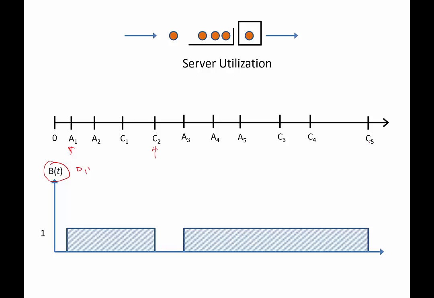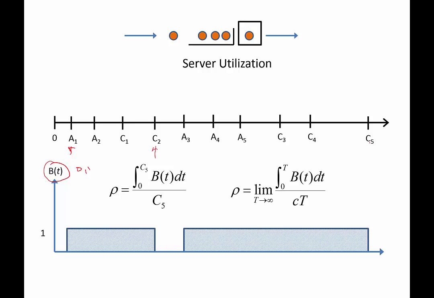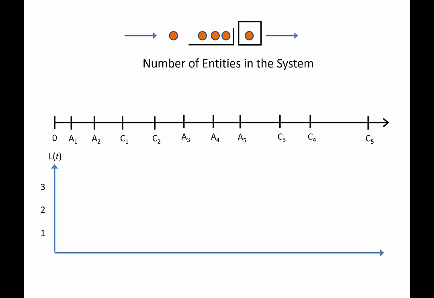If we're interested in measuring the server utilization over this time, what we want is the integral of our function B(t) on the interval 0 to C5. In general, what we want is the limit of this same expression as t goes to infinity. The second metric we want to look at is the number of entities in the system.